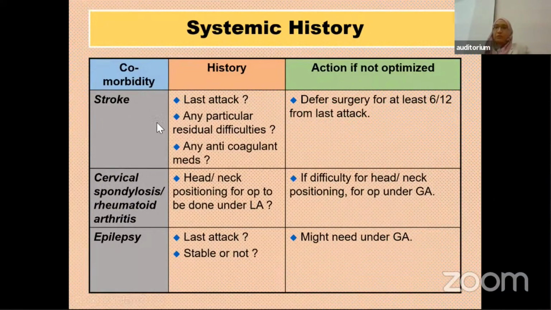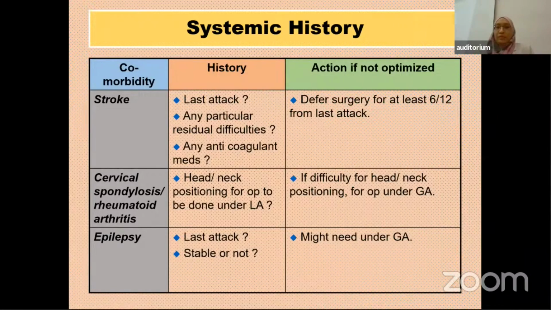Okay, for patients with stroke, we need to know also when was the last attack, and we need to defer surgery, at least 6 months from the last attack. And any particular residual difficulties, if the patient had a stroke more than 6 months ago, or any anticoagulant medications.